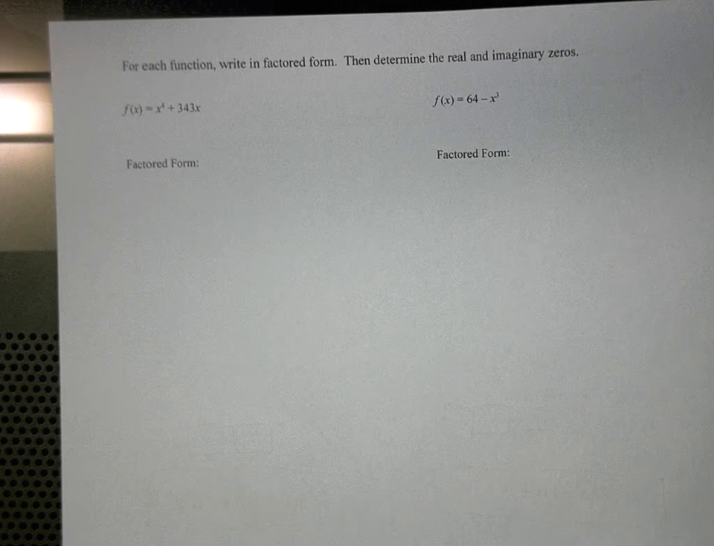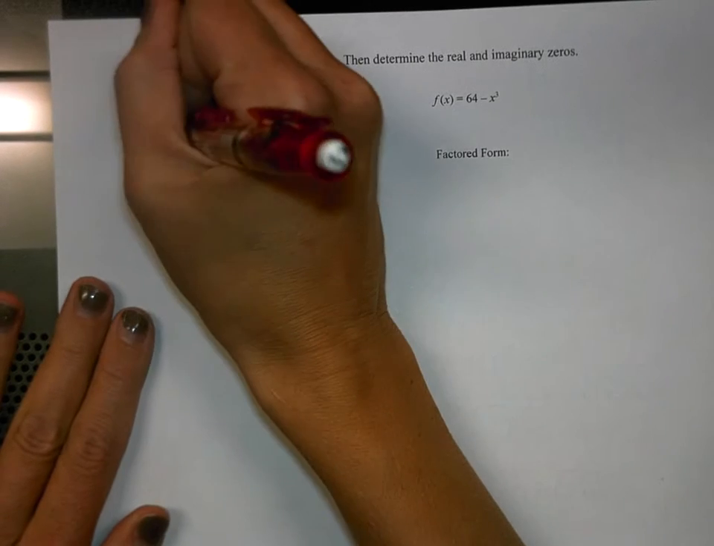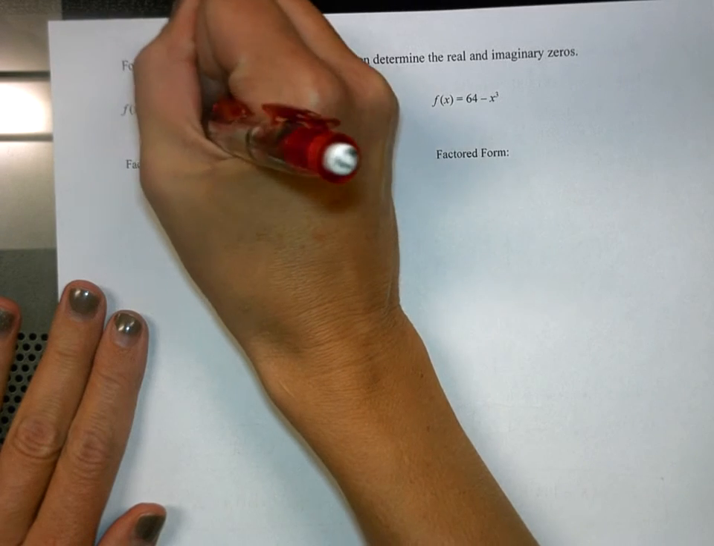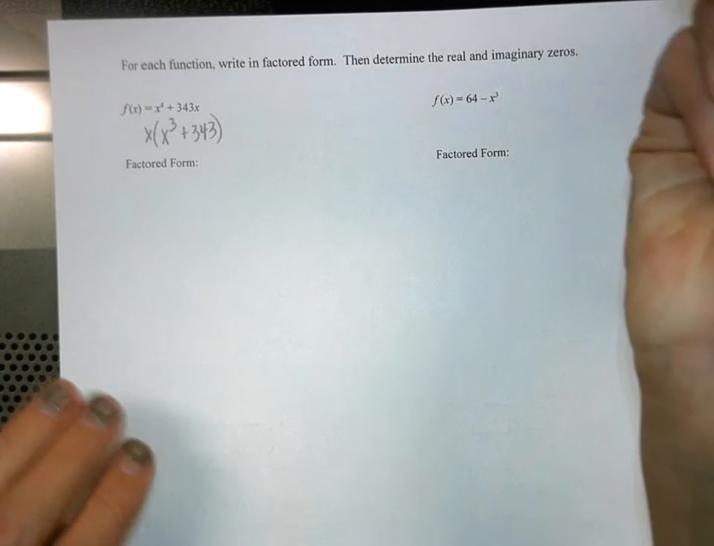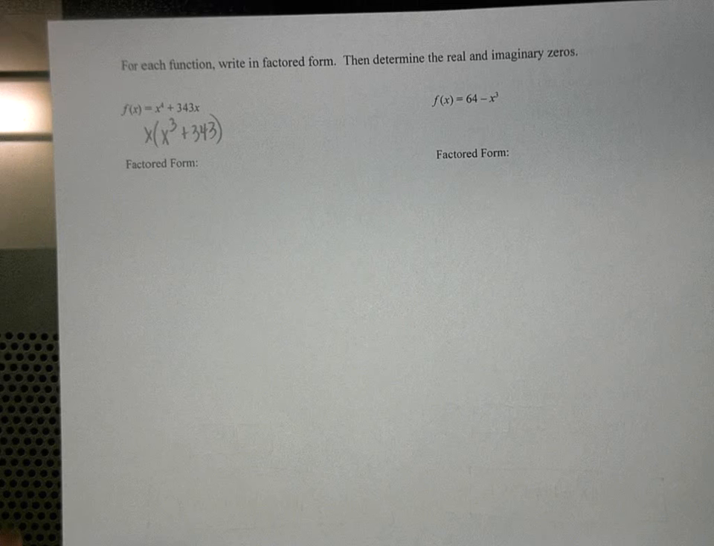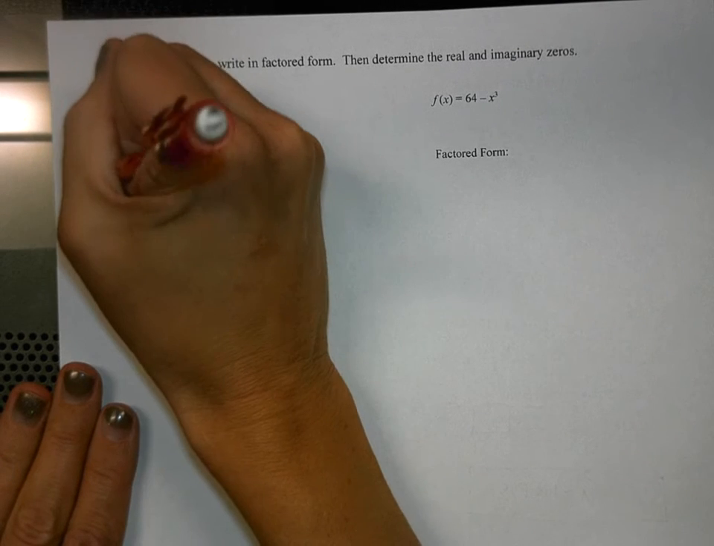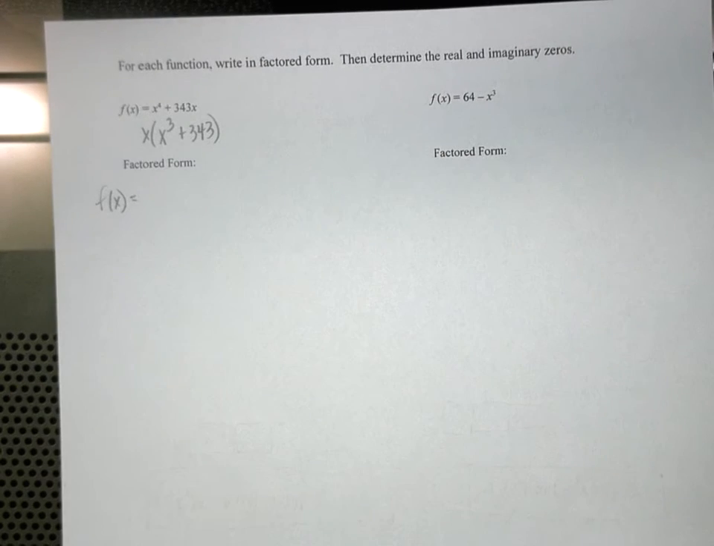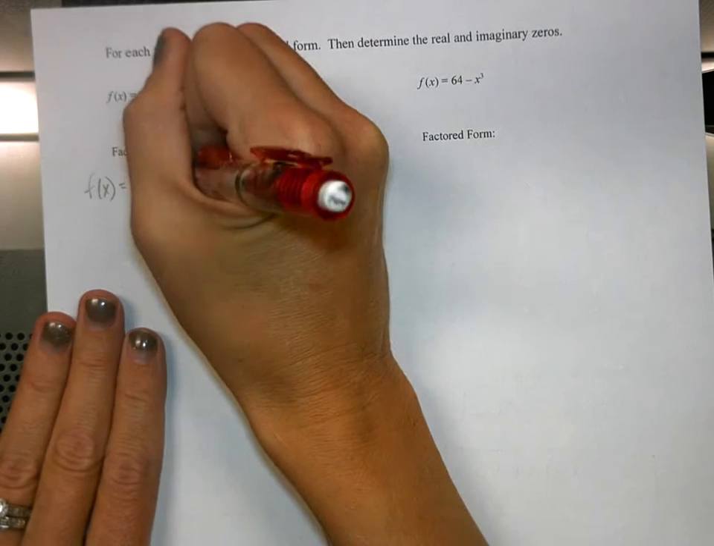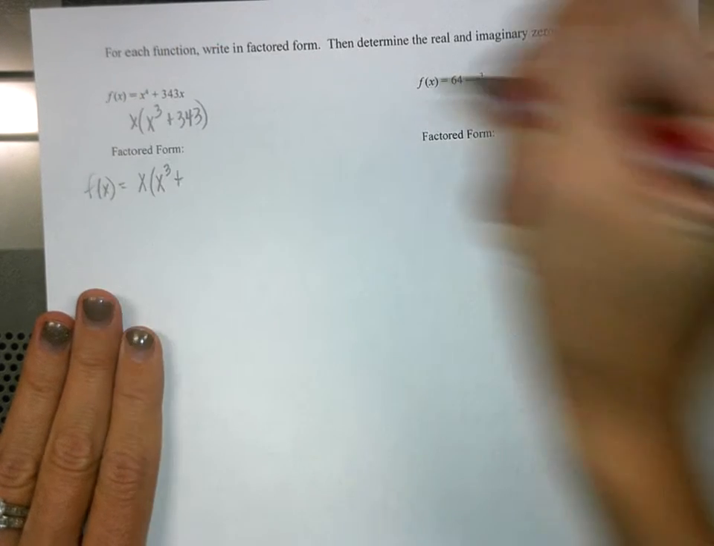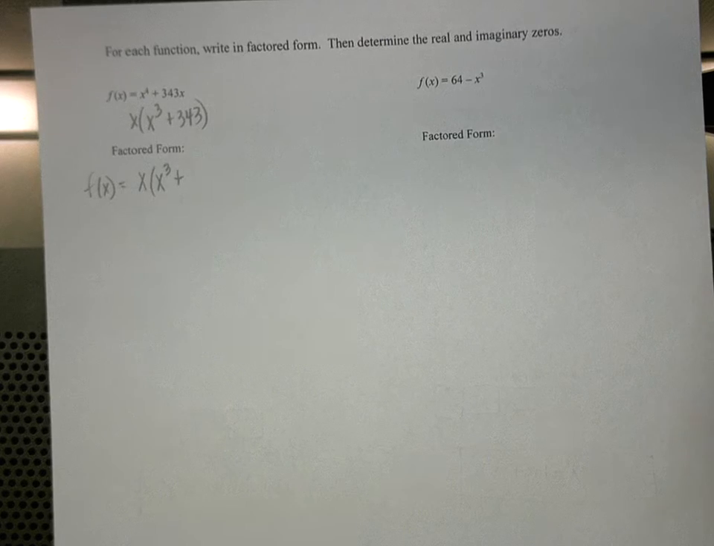What am I always going to do first? GCF. Is there a GCF? Yes. What is it? X. Okay, so I'm going to take out an X, and then I have x to the third plus 343. Okay, so now the next thing I need to do is make sure I can write each of these as what? Cubes. Okay, so I have x, and then this is a cube, x to the third, and how do I write 343 as a cube? 7. Good.